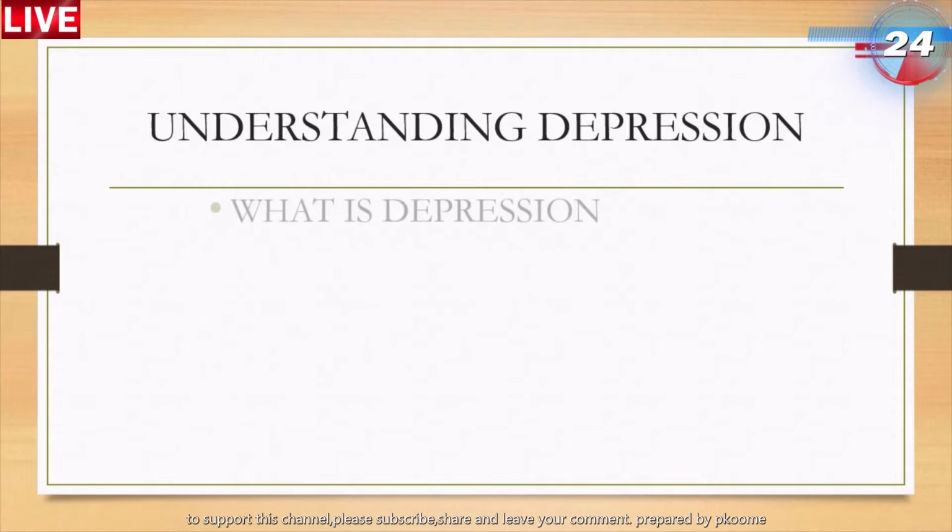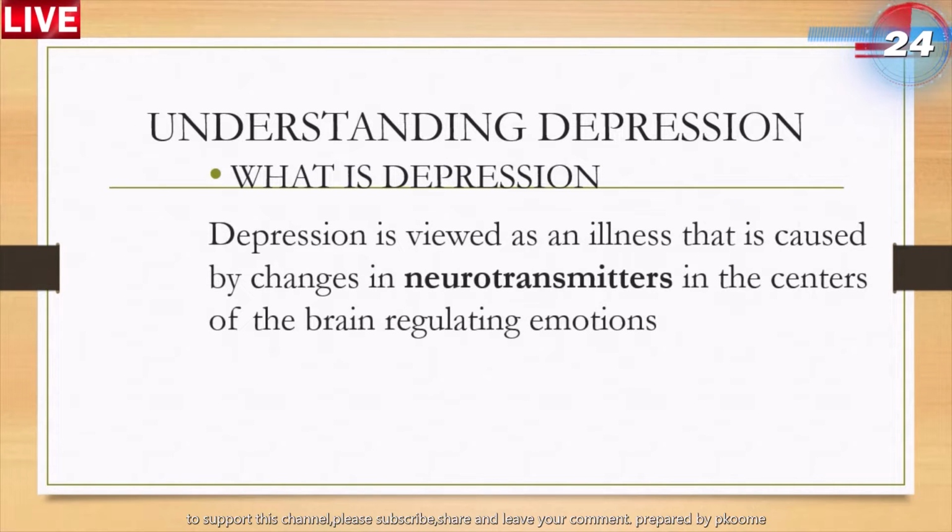So what is depression by definition? Depression is viewed as an illness that is caused by changes in the neurotransmitters in the centers of the brain regulating emotions. What does this mean? There are neurotransmitters found in the brain, and they allow for the transmission of impulses from one nerve to another across a tiny gap called the synapse. In depression, it is thought that there are too few transmitters in the synapse. Many treatments aim to increase the levels of neurotransmitters in the synapse.